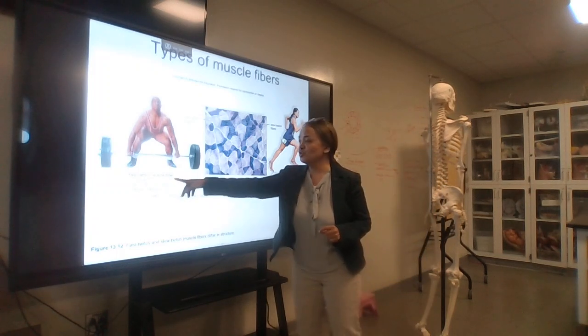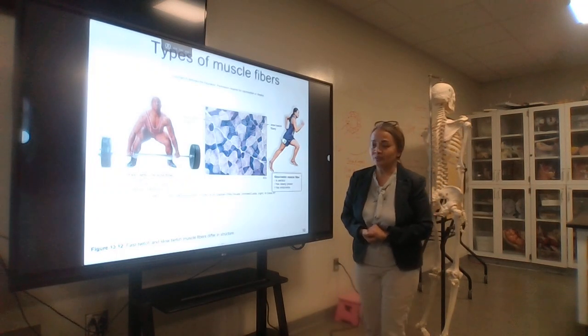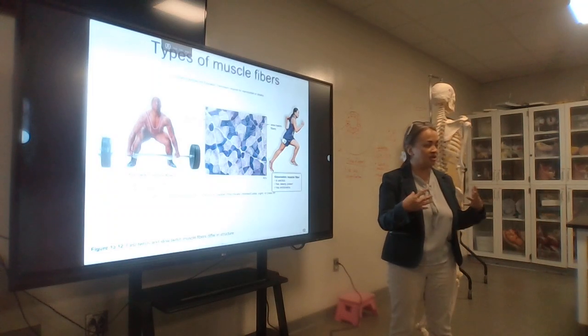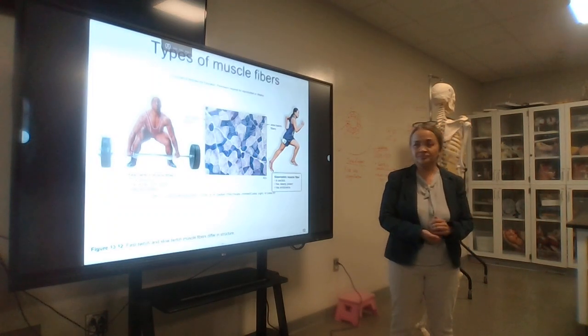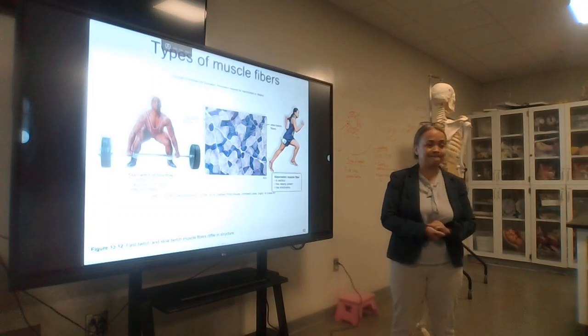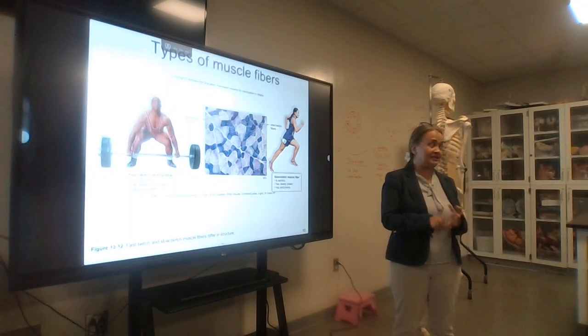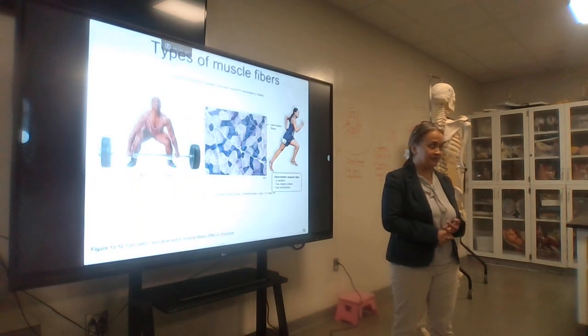The fast twitch muscle fibers, which are anaerobic, or doesn't need much oxygen, as its source of ATP. It has explosive power, but it fatigues easily.